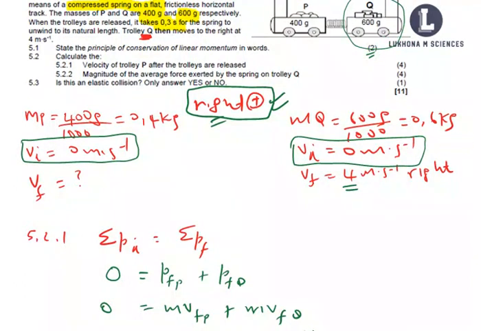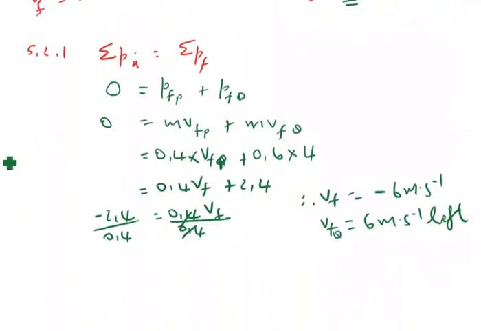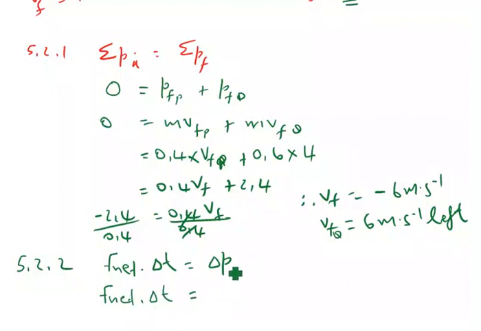Now that the question says calculate the force, that is 5.2.2. The only formula that we have for force is F net times delta t, which is equal to the change in momentum. So we are looking for a force. We have the time, which is 0,3, then the change in momentum. We are going to calculate the change in momentum. F net times delta t is equal to the change in momentum.